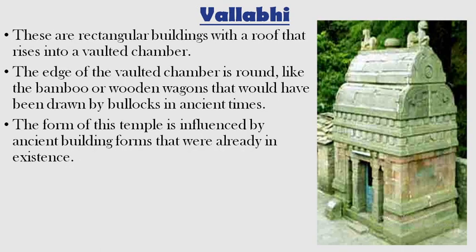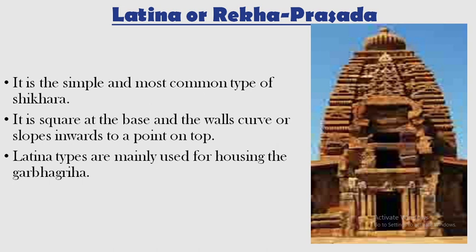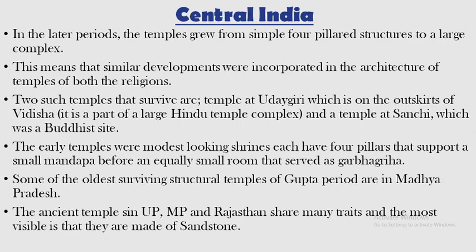The third is Vallabi. This is rectangular, and there will be a roof rising into vaulted chambers. The edge of this vaulted chamber will be round, like the bamboo or wooden wagons which would have been drawn by bullocks in ancient times. This is very much influenced by the ancient building forms which were already in existence. So three types based on the types of shikara in the Nagara style of architecture. One is the Latina or the Reka Prasada. Second is the Phamsana. Third is the Vallabi.